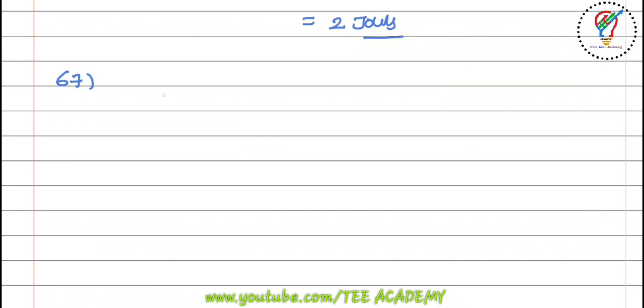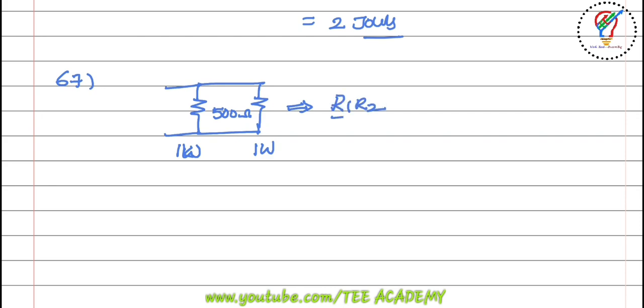In the 67th question, there are two 500 ohm resistors. Let me take one resistor here, 500 ohms, and there will be another resistor, 500 ohms, and the units are 1 watt and 1 watt here. Those two are connected in parallel combination. When they are connected in parallel, their equivalent value will be R1 R2 by R1 plus R2. This is the R equivalent. Now the R1 value is 500, the R2 value is also 500. So if you find the R equivalent, it is nothing but 500 by 2, which is 250 ohms.